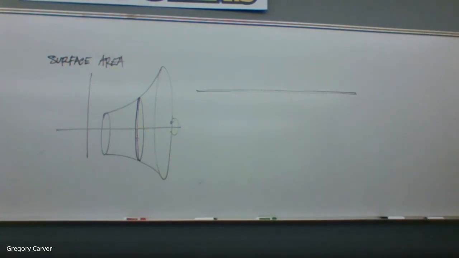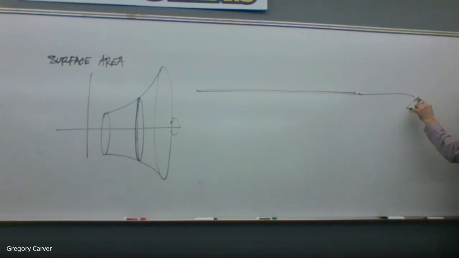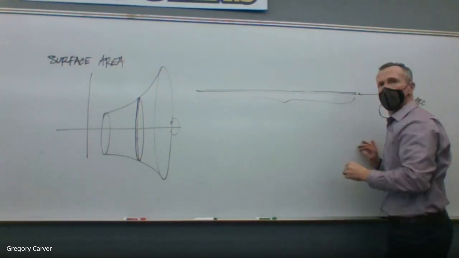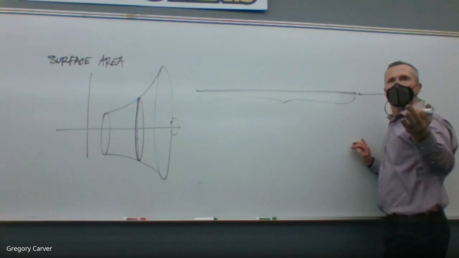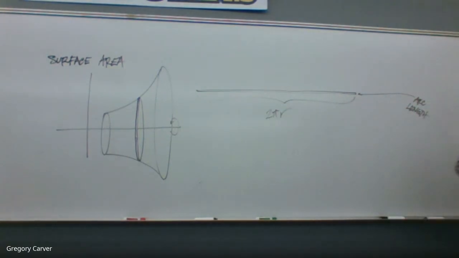Well, would you agree that this dimension right here is arc length? Isn't it? That's what I'm calculating, right? I'm adding up all that arc length. What's this? Somebody said it. It's circumference. Isn't this 2 pi times radius? So you take arc length times 2 pi r, you got it.